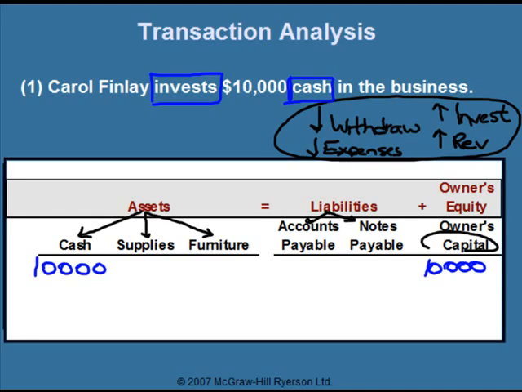We have to determine if the company's cash is increasing or decreasing. So if the owner gives the company cash, the company's bank account is going up. So both of those transactions would increase. We need to determine if the accounting equation is in balance. So we look at the right side of the transaction and we have a positive 10,000, and then we look at the left side and we have a positive 10,000. So the accounting equation is in balance.